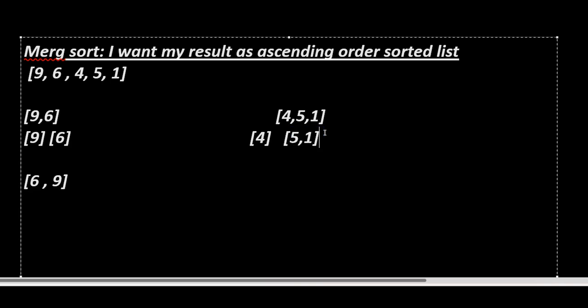So to sort this, again you need to divide this list. Now you can tell me, after dividing this 5 and 1 list, what is the left sublist? 5 is the left sublist. And what is the right sublist? 1 is the right sublist.